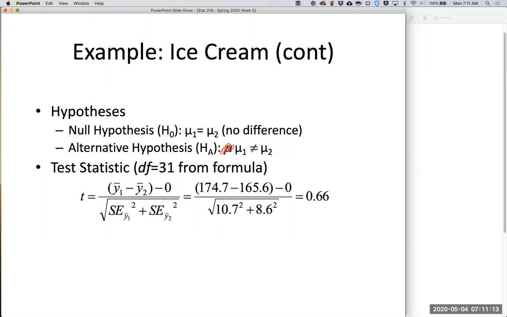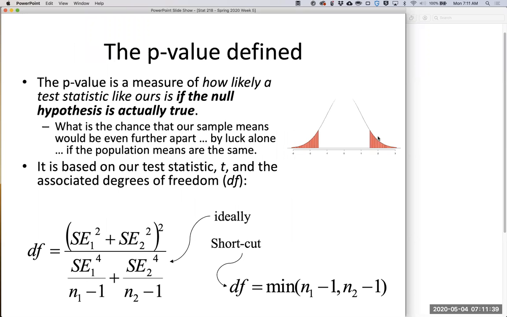Again, the minus 0 is algebraically superfluous, but it allows us to say we're comparing the difference of the sample means to what the difference of the sample means would, on average, equal if the null were true. Divide through by our separate standard errors squared and summed. I've got a 0.66. That's not so bad. I've got a 0.66 test statistic value. Where do we go from there?